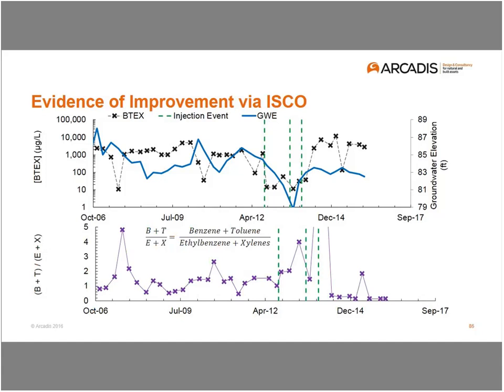Now, why would we look at benzene and toluene versus ethylbenzene and xylenes? Benzene and toluene are going to represent the lower molecular weight, more soluble, less likely to absorb constituents of this petroleum hydrocarbon consortia, whereas ethylbenzene and xylene are heavier, slightly lower solubility, and more likely to absorb. And if we look at the ratio of these two together, pre and post injection, there's a definitive sustained reduction in the risk and toxicity profile of this contamination.